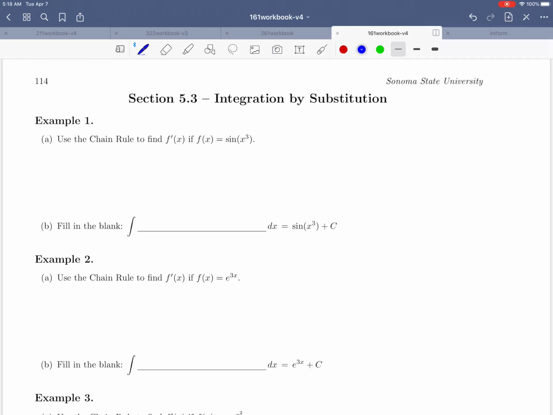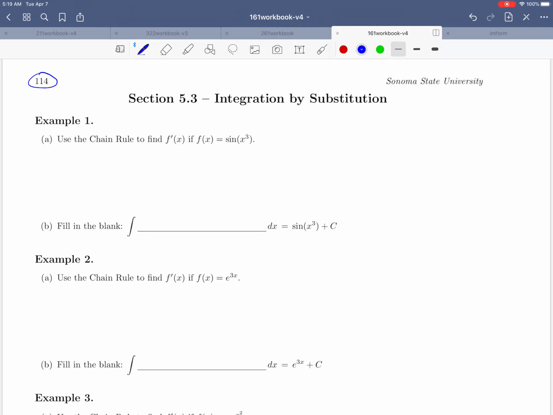Hello everybody, and welcome to Section 5.3, Integration by Substitution. We are looking at page 114 in the workbook, and this is the very last section in our calculus course. So we have made it to the end of the rainbow here.